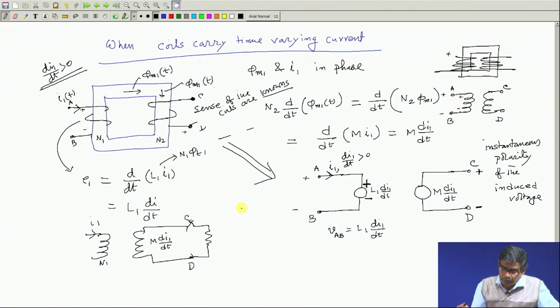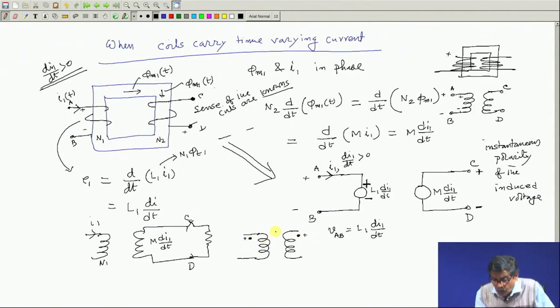Now, henceforth, what people do is this: while showing the mutually coupled coils, they will draw coils in this way and put two dots here like this. And these dots indicate that if at any instant of time this is plus, the other one will become plus. It also means at any instant of time if this is minus, at that instant the other will be minus.